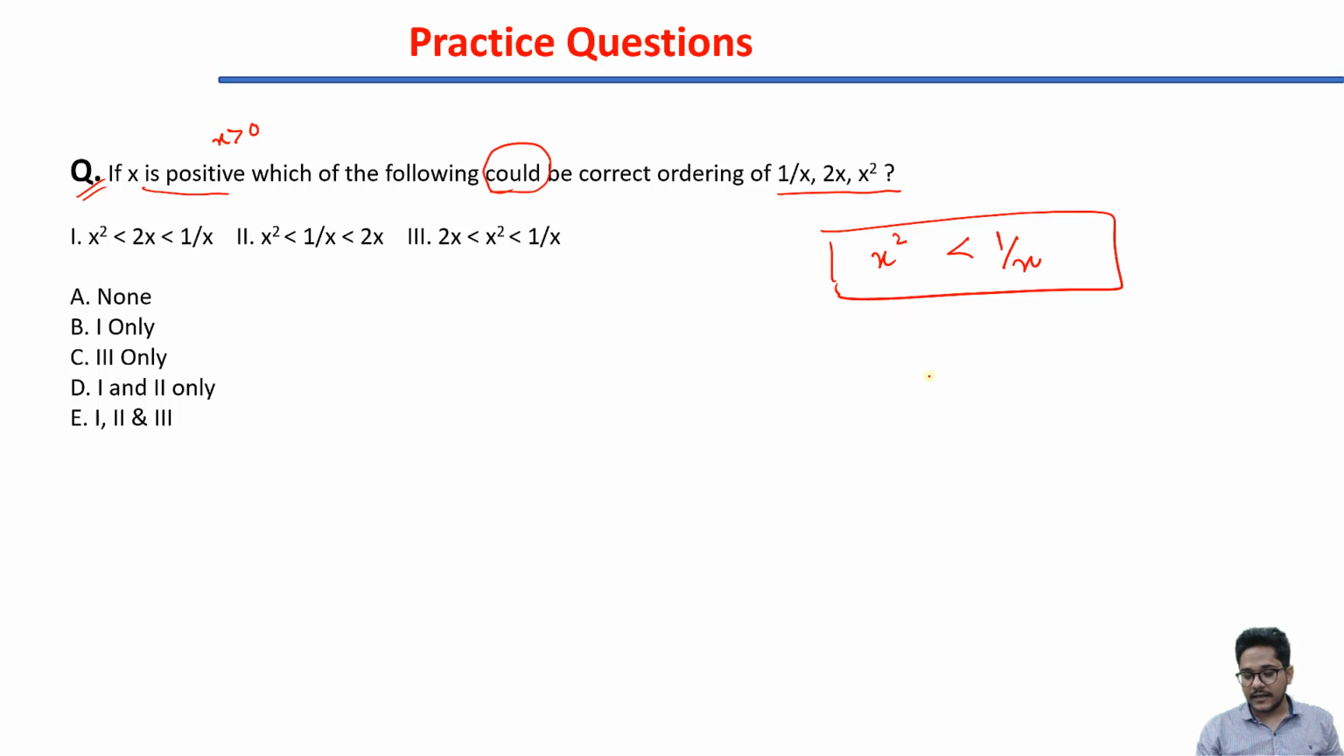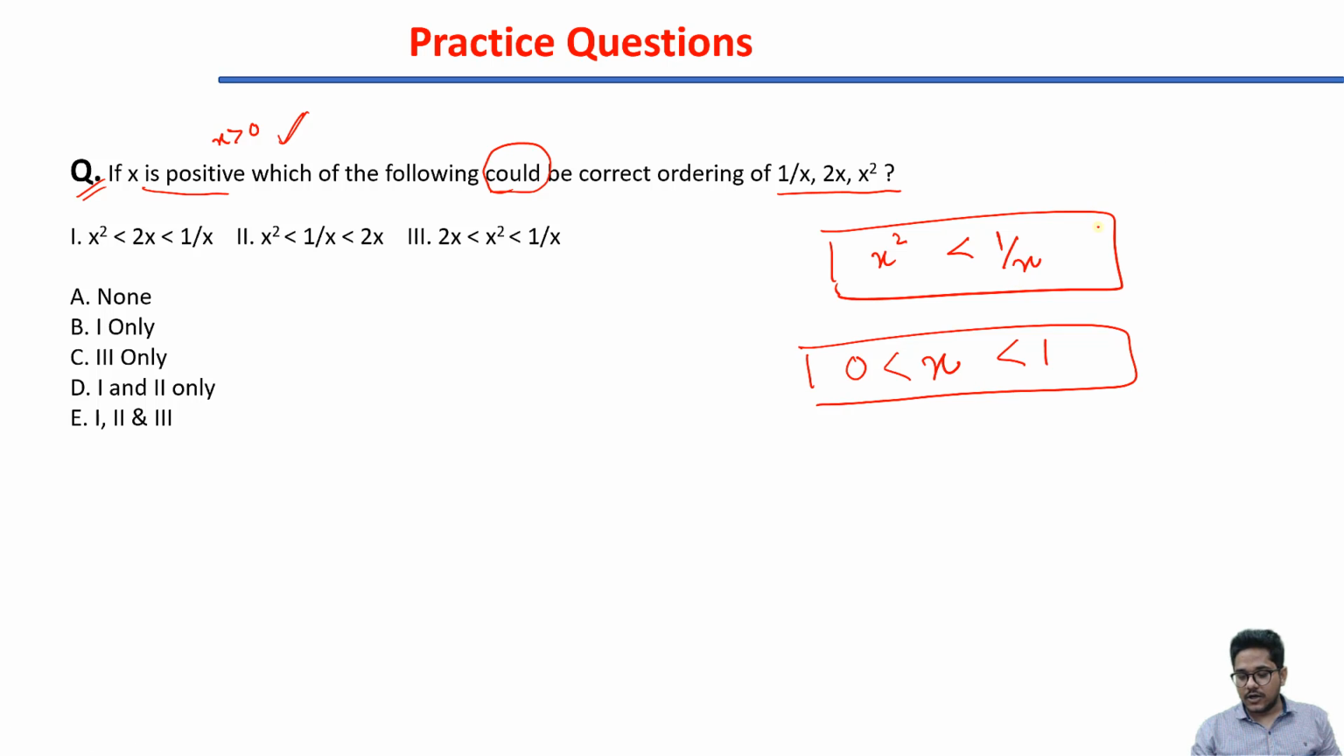So this gives a clear-cut hint that x would definitely be less than 1, and it is given that x is greater than 0. Fine. So this is our range. Now how did I get that x is less than 1? If you remember, we have learned that the higher the power, the lower the value, then x would be less than 1 and greater than 0, or the value of x would be between 0 and 1.